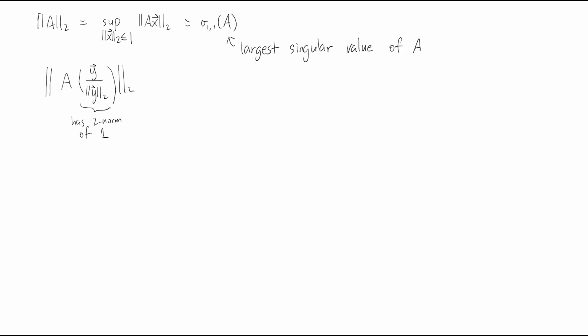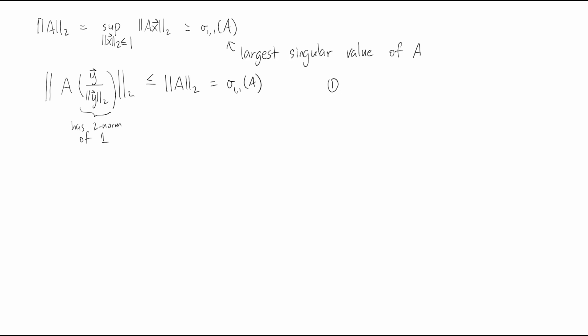Okay, so now we take A multiplied by a unit vector, that's a vector with a 2 norm of 1. And then we take its 2 norm. By definition, it must be less than or equal to the induced 2 norm of A, which is again equal to sigma 1 of A. Okay, so that's the first thing we have. This is simply applying the definition of the induced 2 norm of A.